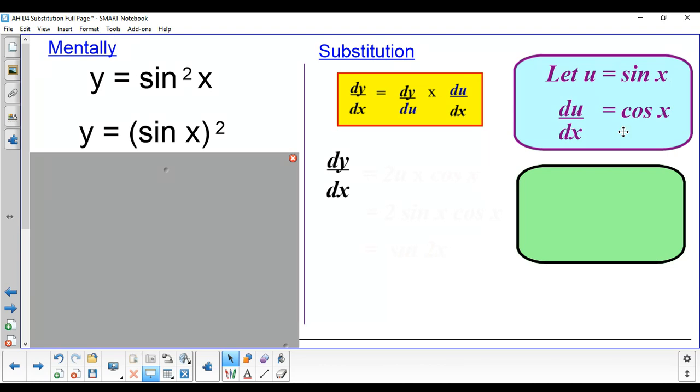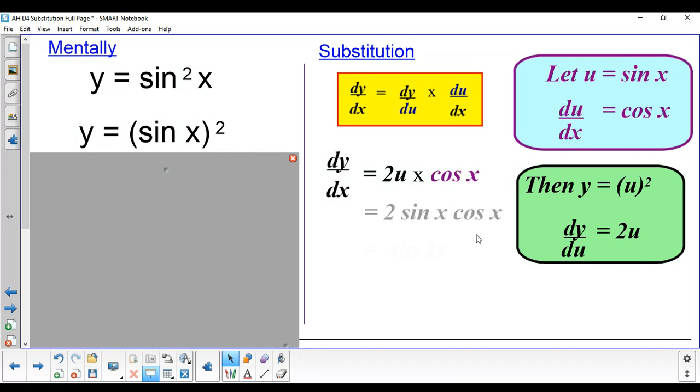The next part is you now have y equals, and it's not in terms of x, it's in terms of u. You have said that's worth sine x, so y equals u squared, which differentiates really easily. What do we do to find the last part? You multiply the two derivatives together, 2u times cos x, and then substitute back in u. U is sine x. And then, actually, if you want to be super smart, that is a double angle formula. You could make it sine 2x.